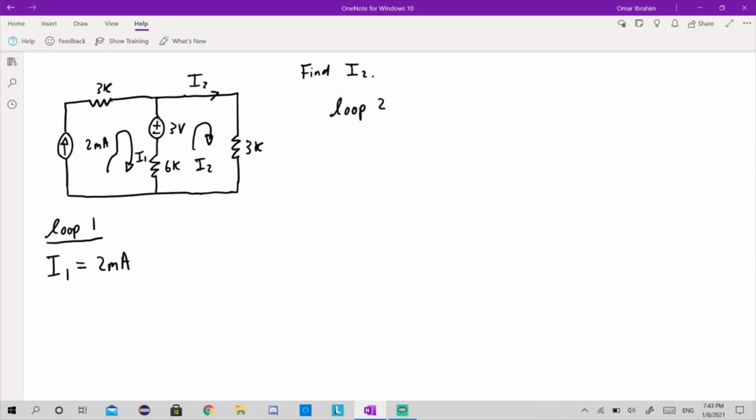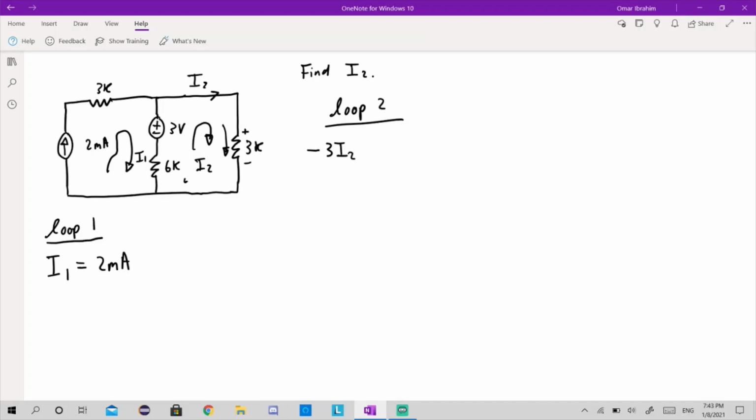So let's look at loop number 2 here. And now let's start with this 3K and we'll move down from there. So we have 3K and we know the polarity is like this because that's the direction of the current going down, and we're always going to be losing voltage. We're having a voltage drop whenever we go across a resistor. So we're going to have a negative, and we're going to have negative 3 kiloohms times I2, which is that voltage.